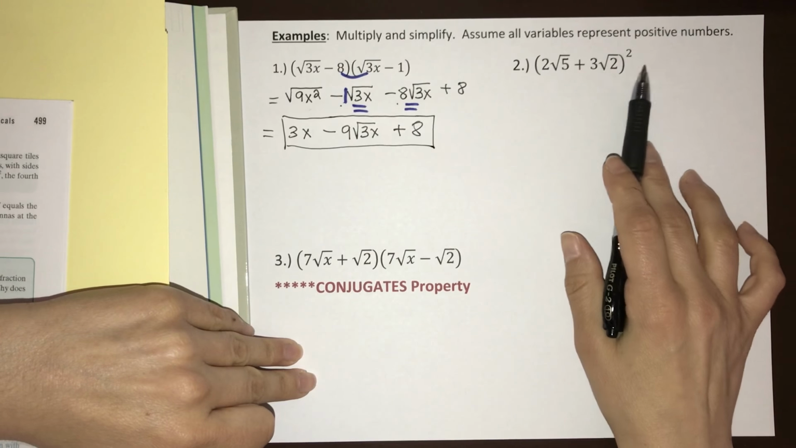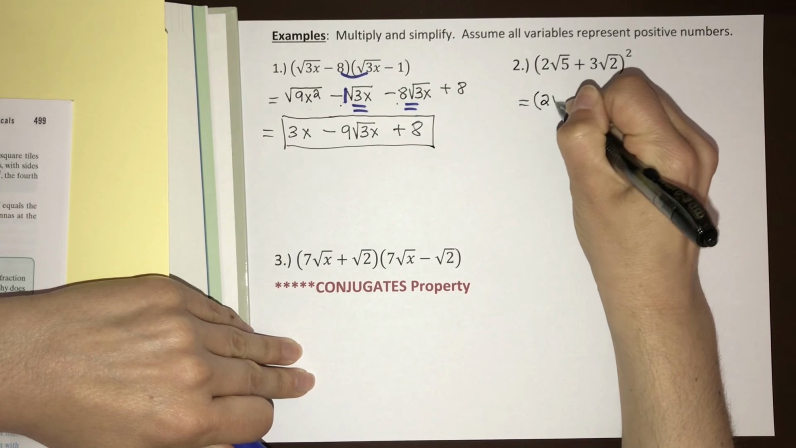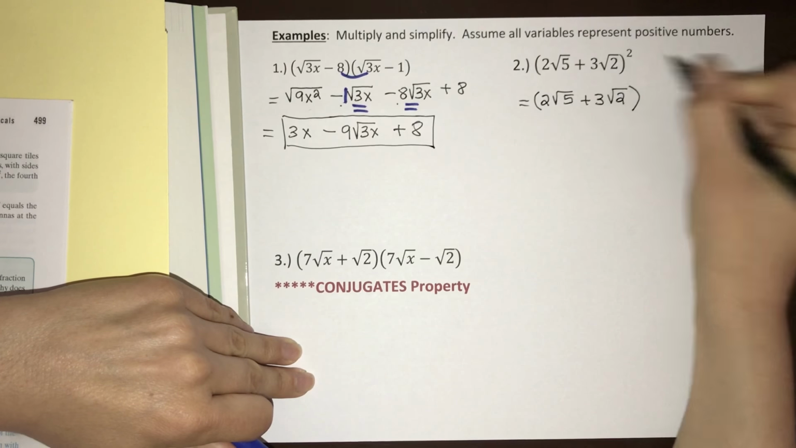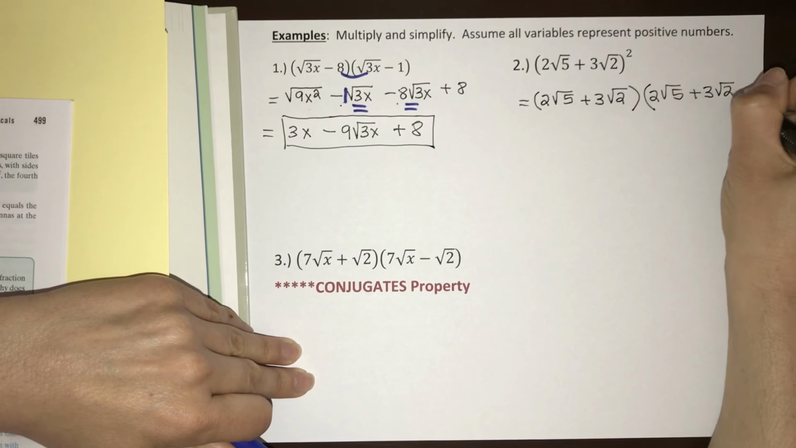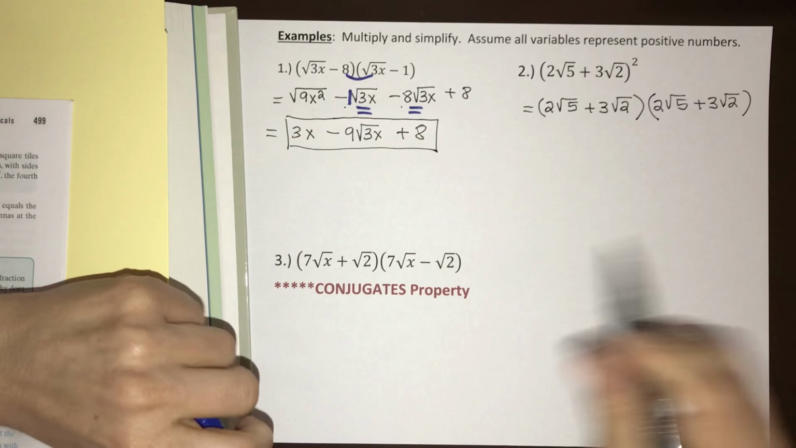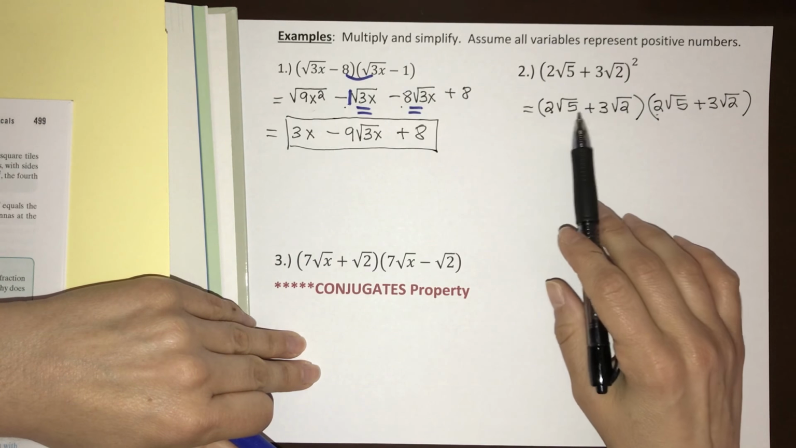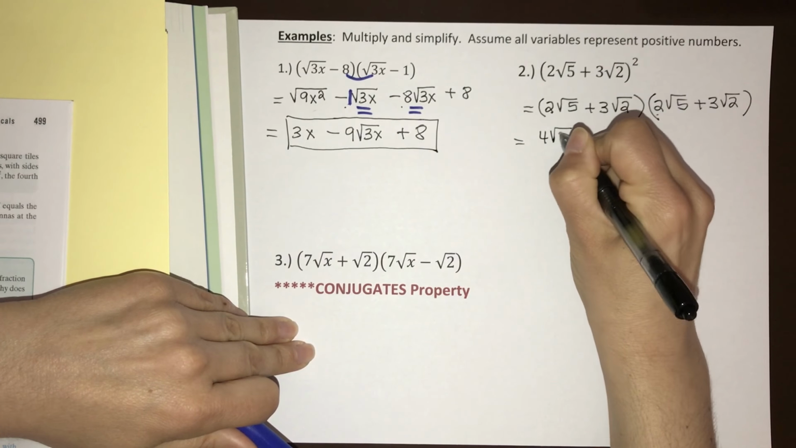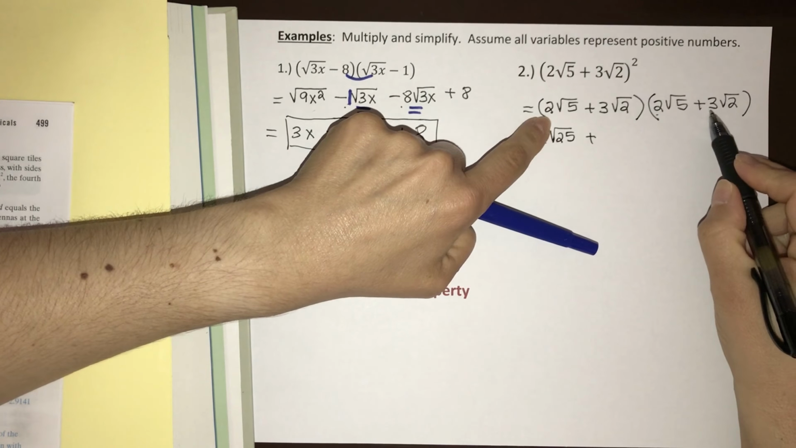Next example, we have a binomial squared. When this happens, remember what you want to do is write two of these. They're exactly the same, so that's why we could write them with the squared, but we want to break it up, write it twice, because you have to FOIL. So we need to FOIL just like we did for the first example. You can multiply outside numbers together, and you can multiply inside numbers together. So we have 4 times the square root of 25, plus 2 times 3, that's 6.